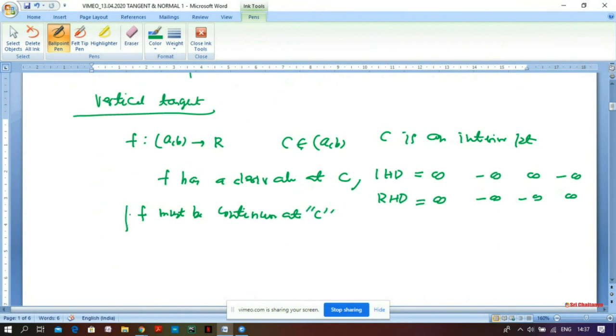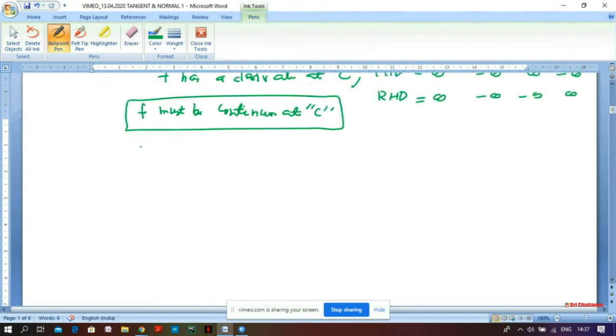So of course you are saying rather this would come first. So f is continuous at c, and then if f has a derivative at c such that both left hand and right hand are infinity or negative infinity, or one of them infinity, other negative infinity, in all such cases we will say that f has a vertical tangent. So we will say that the graph of f has a vertical tangent at c. This is what we will say at the point.